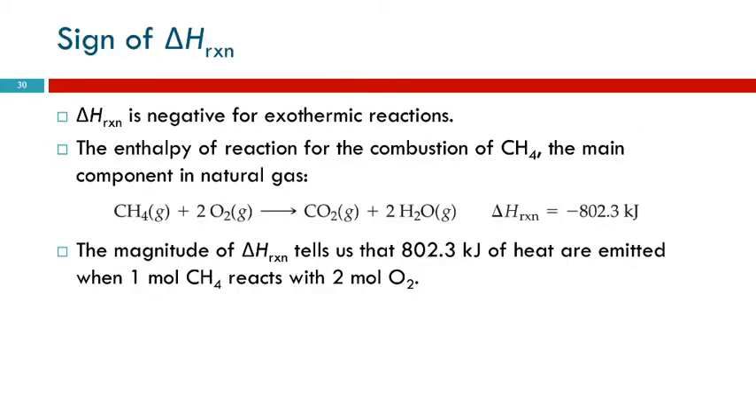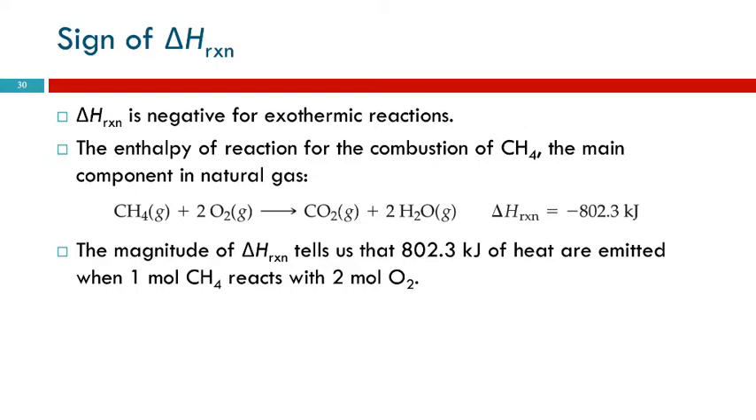So for an exothermic reaction where energy is leaving, delta H is negative. So if we look at the combustion of methane, methane is the main component in natural gas. So if you have a gas stove at home, this is the chemical reaction that's occurring when you light the stove. So methane reacts with oxygen. Combustion reaction forms carbon dioxide and water as the products. The heat of reaction for this is negative 802.3 kilojoules. Remember, kilojoule is a unit of energy.